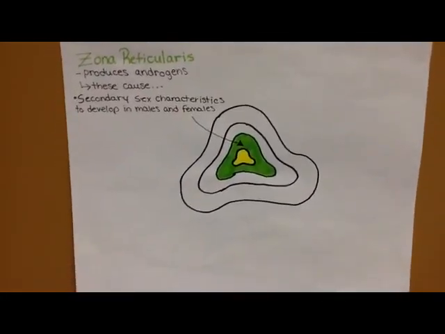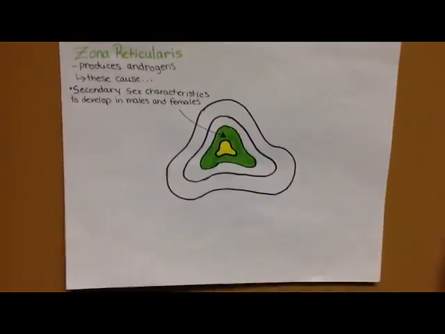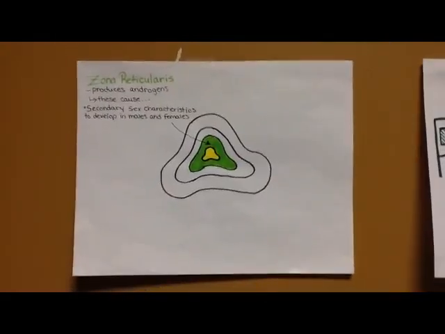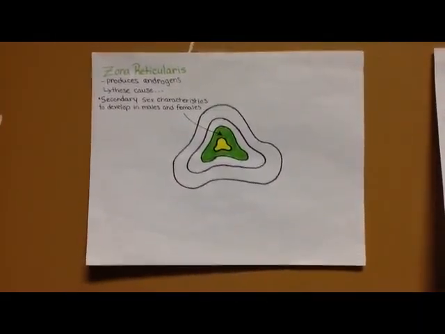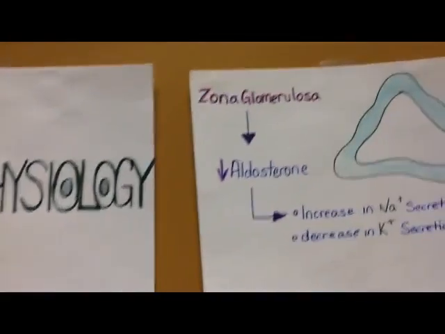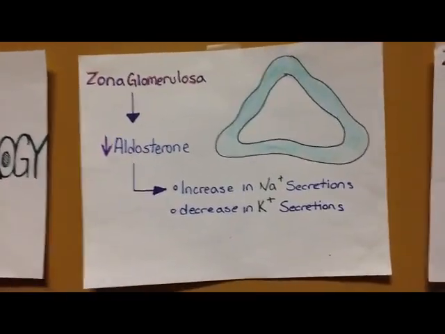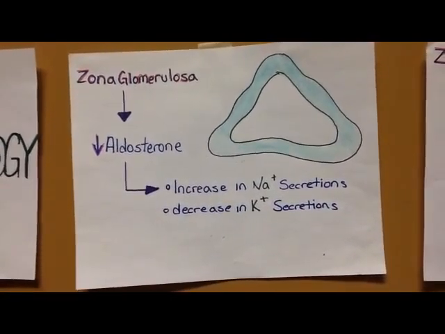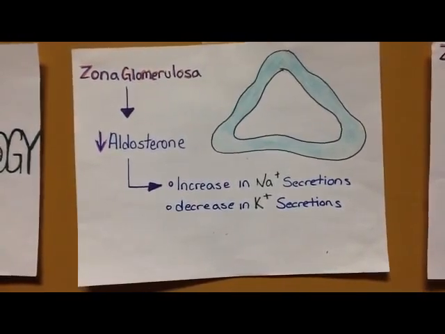Innermost layer. Zona reticularis. The zona reticularis produces androgens. These cause secondary sex characteristics to develop in males and females. Pathophysiology. In Addison's, all the layers of the adrenal cortex are being destroyed. In the first layer, the destruction of the zona glomerulosa leads to decrease in the hormone aldosterone.